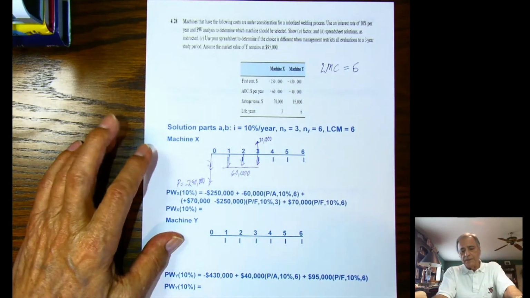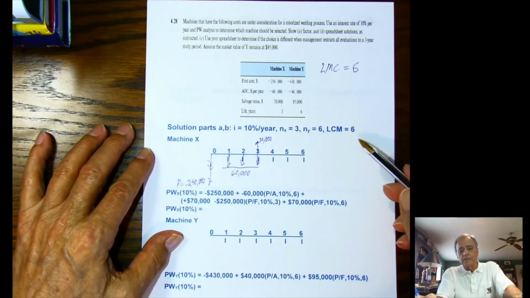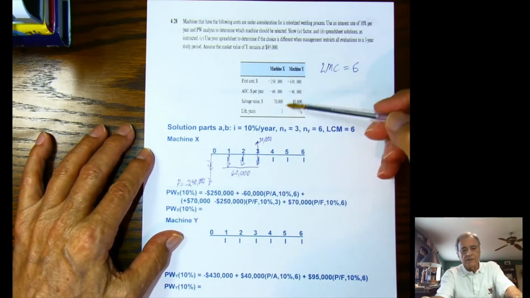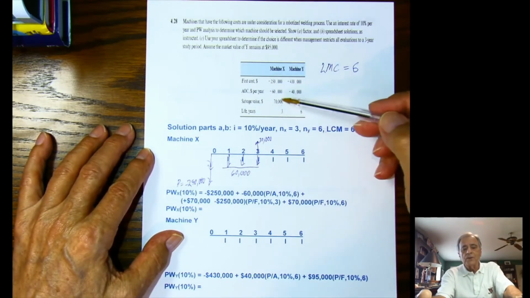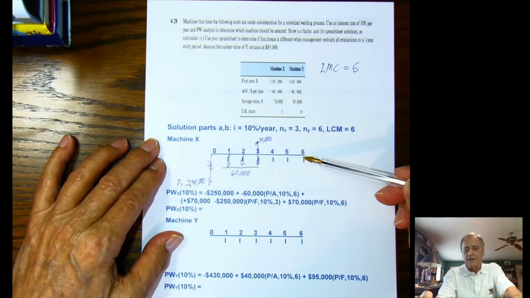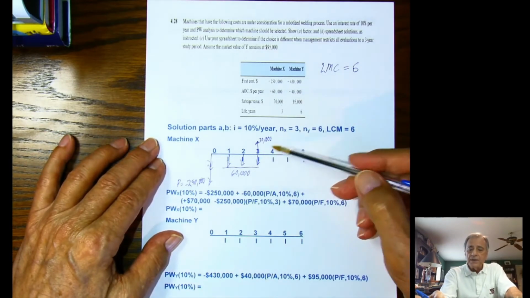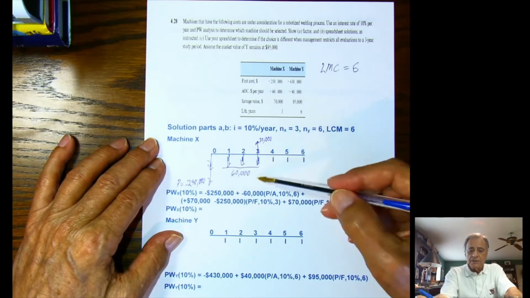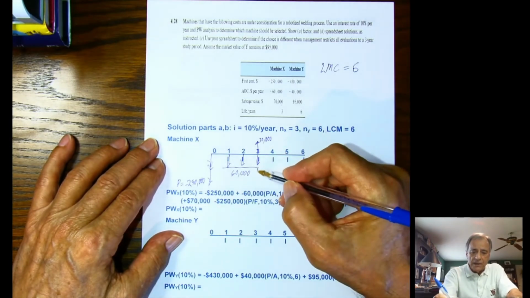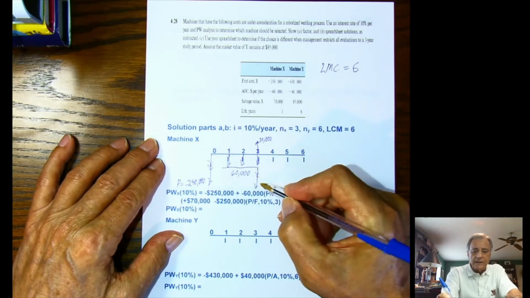But what happens at the end of the third year? This machine, its life is over. We have to buy a new machine for the second cycle. And that happens at the beginning of year 4, which is the same thing as the end of year 3. So we'll add to this $250,000 again.